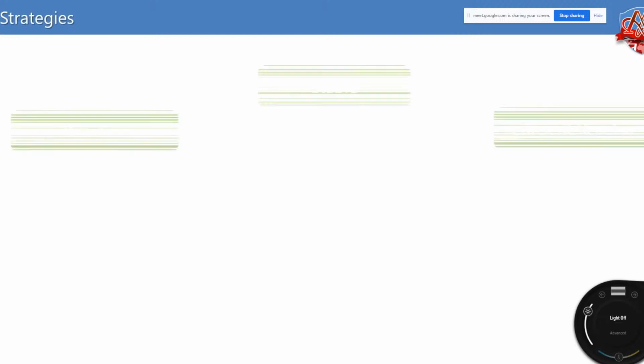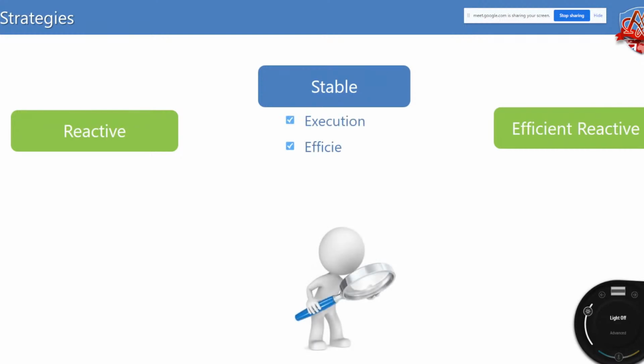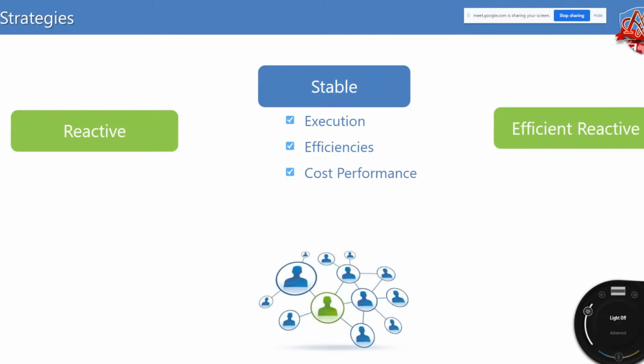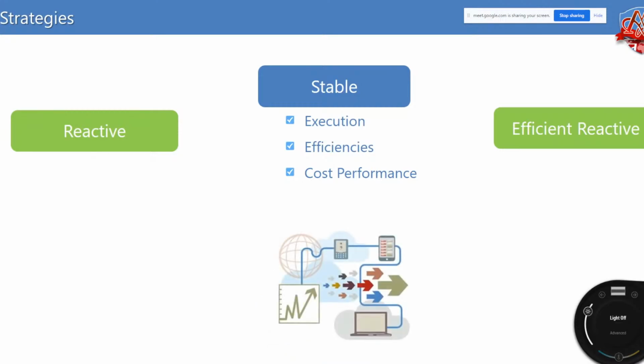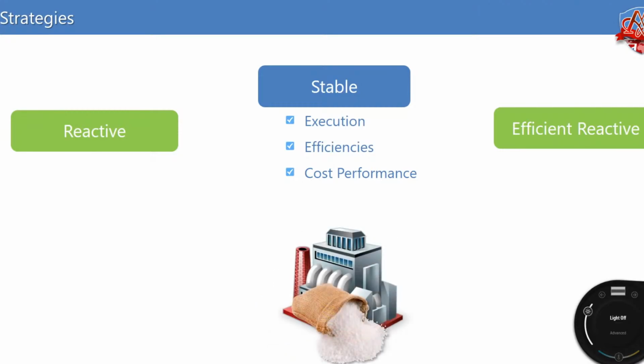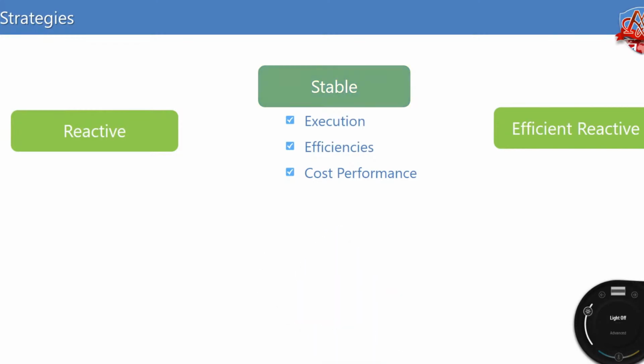Strategies. There are three types of supply chain strategies: stable, reactive, and efficient reactive. Stable supply chain strategy is appropriate for chains that are focused on execution, efficiencies, and cost performance. They use simple connectivity technologies and have little need for real-time information. For example, a table salt manufacturer uses scale production and dedicated capital assets.